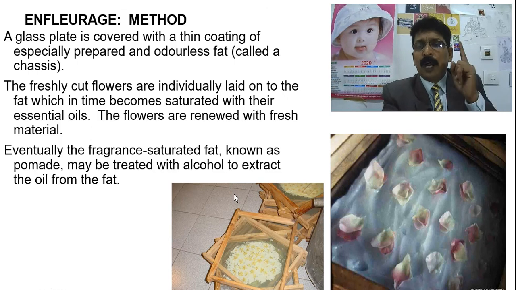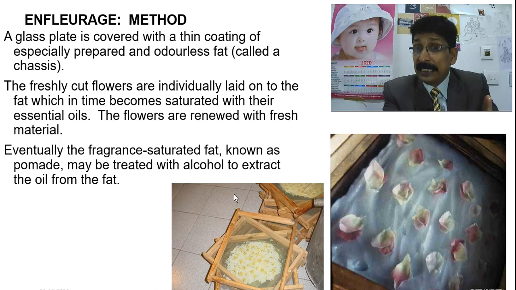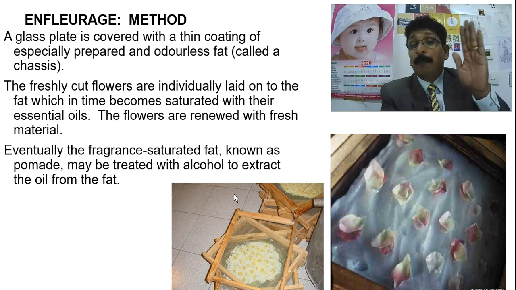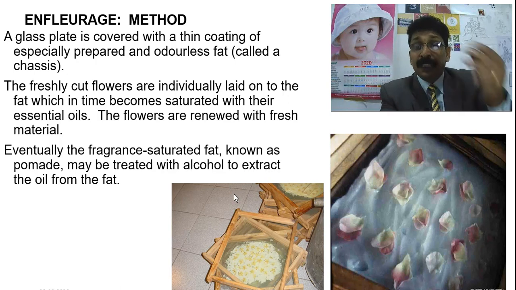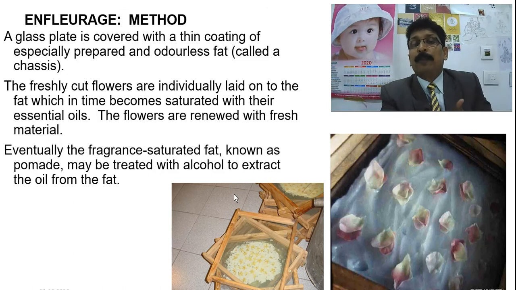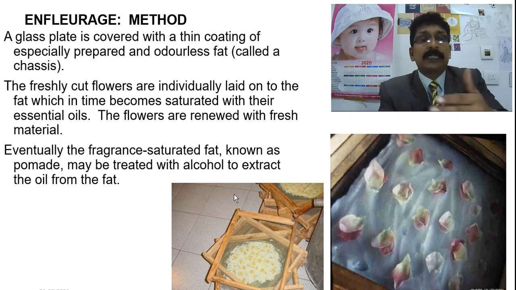Pomade means what? Pomade is a product which is obtained from the enfleurage technique. There we have wax which is called chassis. Here you can see that it will be made into a thin film, and all the petals will be kept on top and kept for 12 hours. Every time fresh petals can be replaced, and after some time the chassis is removed from the plate and alcohol, that means ethanol, is added, and then the volatile oil can be separated from the wax, and the wax is the pomade.